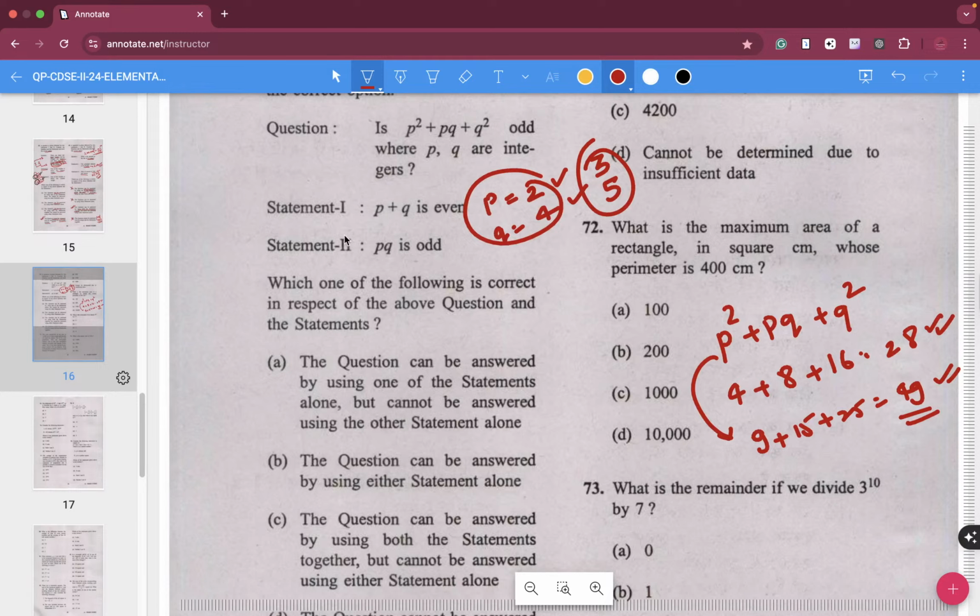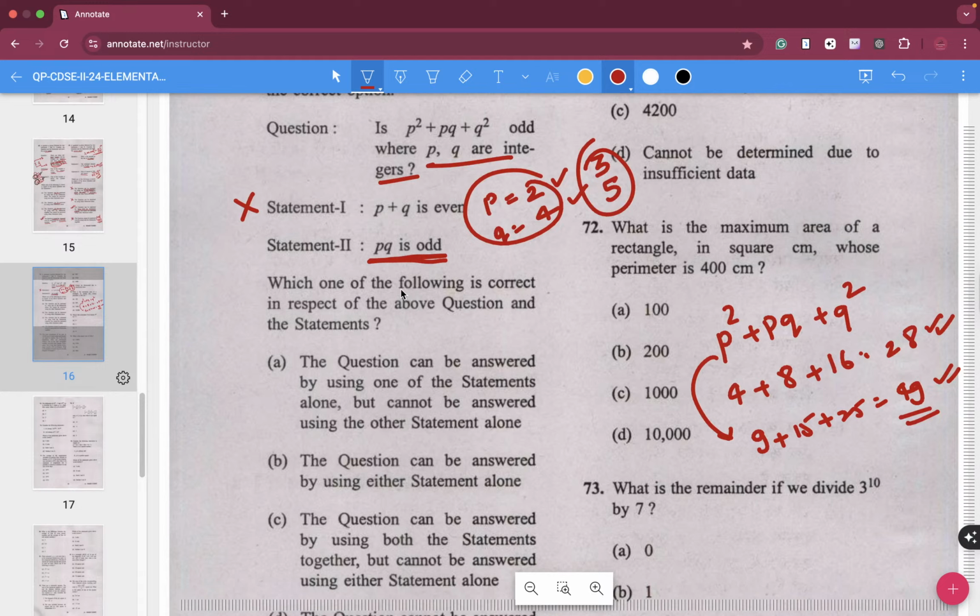Statement 1: p plus q is even. Is p square plus pq plus q square odd, where p and q are integers? You are not able to answer this question by using this particular statement alone. Now, statement 2: pq is odd.